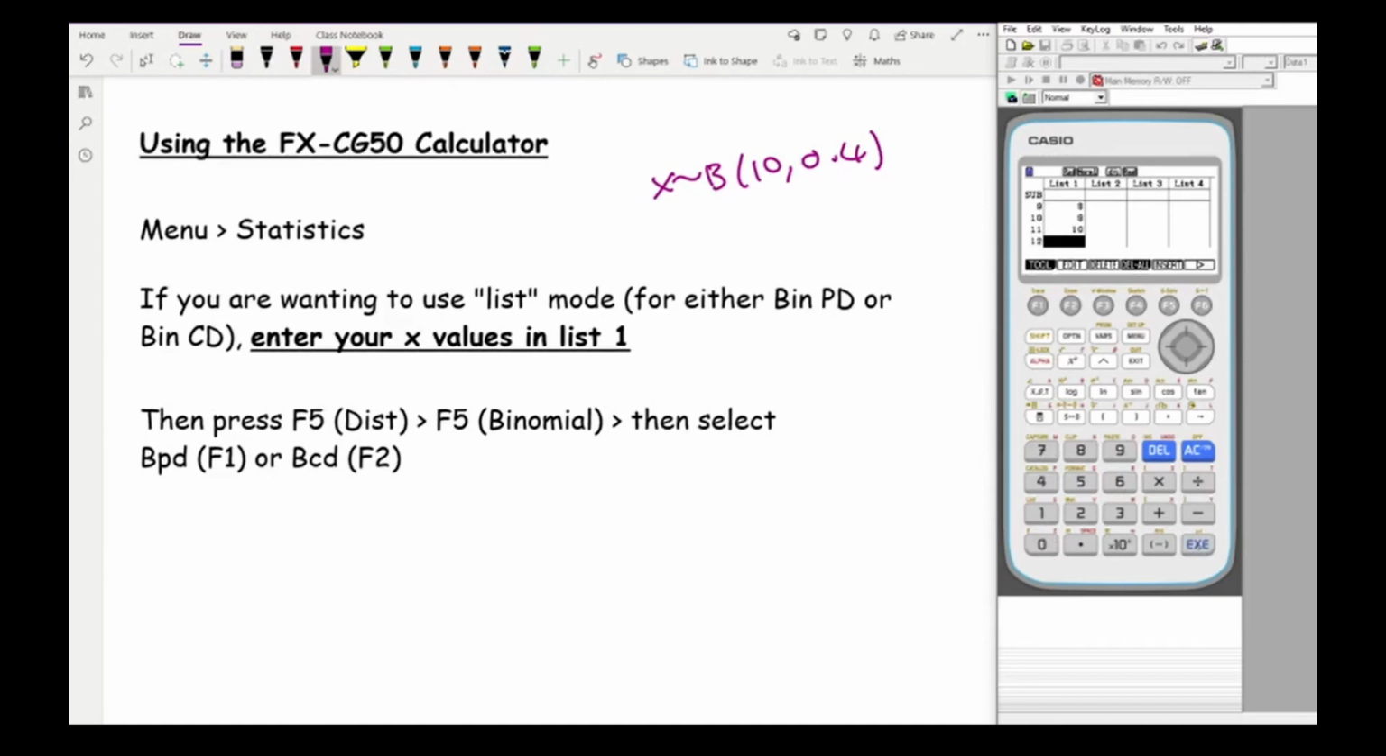Now, if you're not using a list, it's not a problem. It's not essential to what we're doing, but if you are, then this is the time to enter it in. Once you've done that, what you then want to do is go across and select distribution. So press F5 till you see the word Dist, and because we're working with binomial, we select binomial, and then here you've got the choices of BPD or BCD, which is what we discussed in the previous part of the video when we looked at the FX991EX calculator.